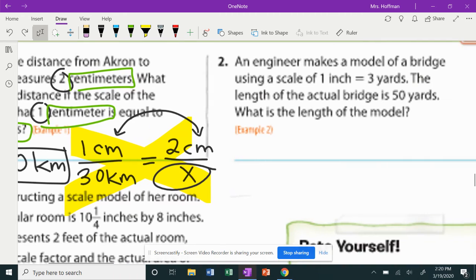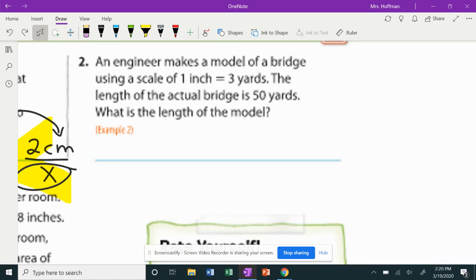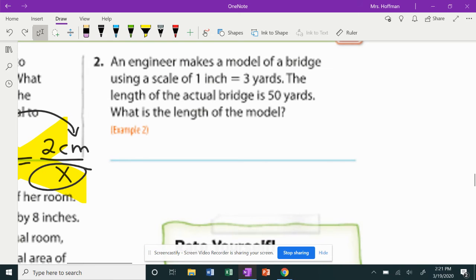Let's slide over and look at number 2. An engineer makes a model of a bridge using a scale of 1 inch equals 3 yards. The length of the actual bridge is 50 yards. What is the length of the model? So again, we're going to start by circling those numbers: 1 inch, 3 yards, 50 yards. And I also want to take a note of my keywords: inches, yards, and yards.